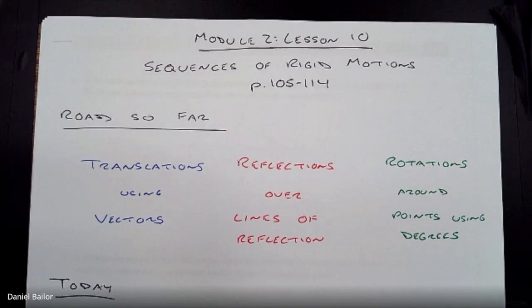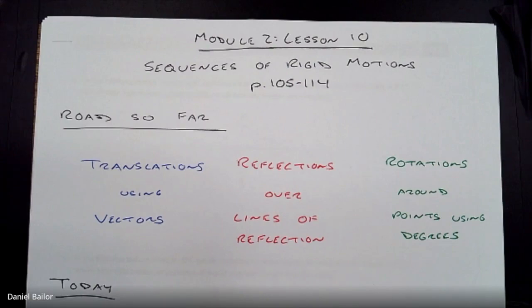Okay, class, welcome to Module 2, Lesson 10, called Sequences of Rigid Motions. This is the last lesson before the middle of the module, the last lesson before your mid-module assessment. So use today to review the three rigid motions. Make sure you know how to perform all three and how to recognize all three rigid motions. Today's lesson, you'll need pages 105 to 114 in your book. It's okay to rip them out so that they're easier to work with.